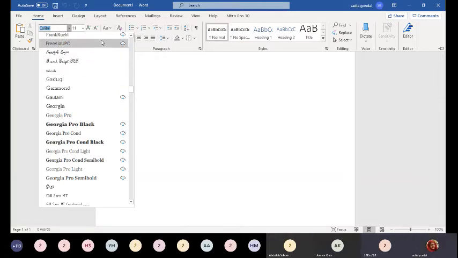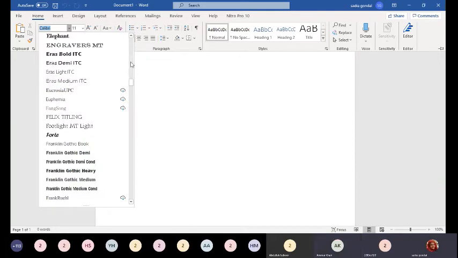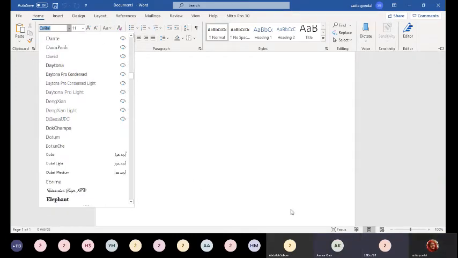Okay, so this is the list of font styles. Ma'am, mute all. Okay, I'll turn them all mute.